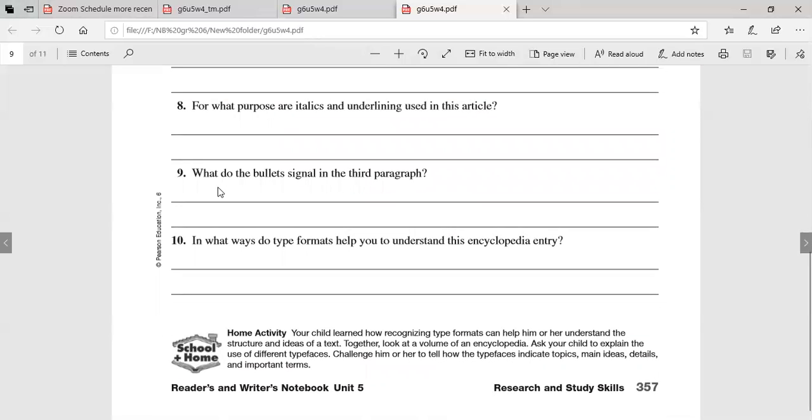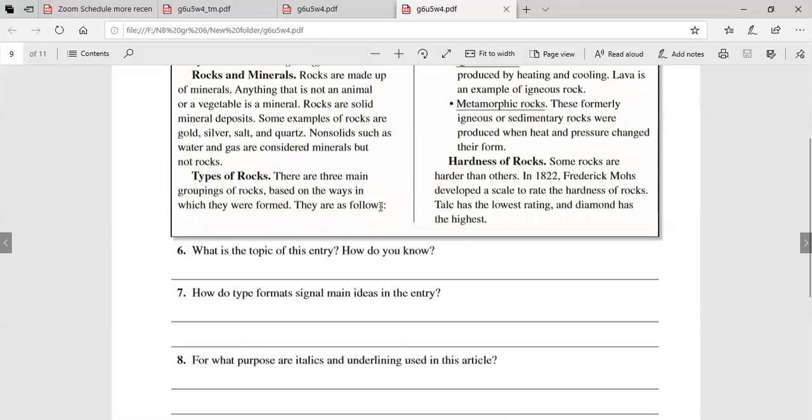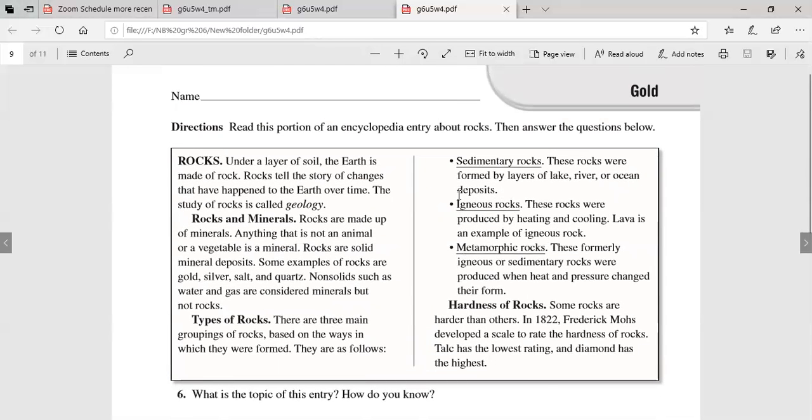Then number 9. What do the bullets signal in the third paragraph? In the third paragraph, these are the bullets. And what do they signal? Or what do they signify? We said it before in the previous page that the bullet here signifies detail to the main idea. And the main idea is types of rocks. So the bullets here signify details to the main idea, types of rocks.